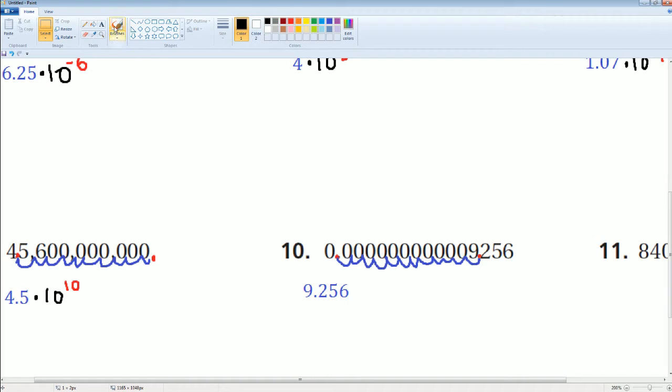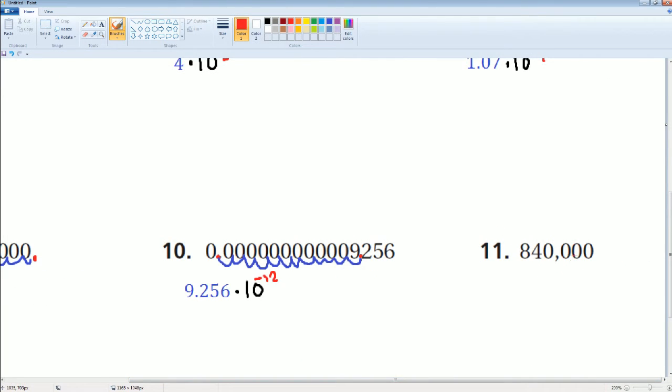Okay, so multiply that by 10 to what power? I think 12, right? Did I count 12? 1, 2, 3, 4, 5, 6, 7, 8, 9, 10, 11, 12. It was 12. Positive or negative? Negative, because it's a small number. I'm also going to the right. Last one. Easy one.